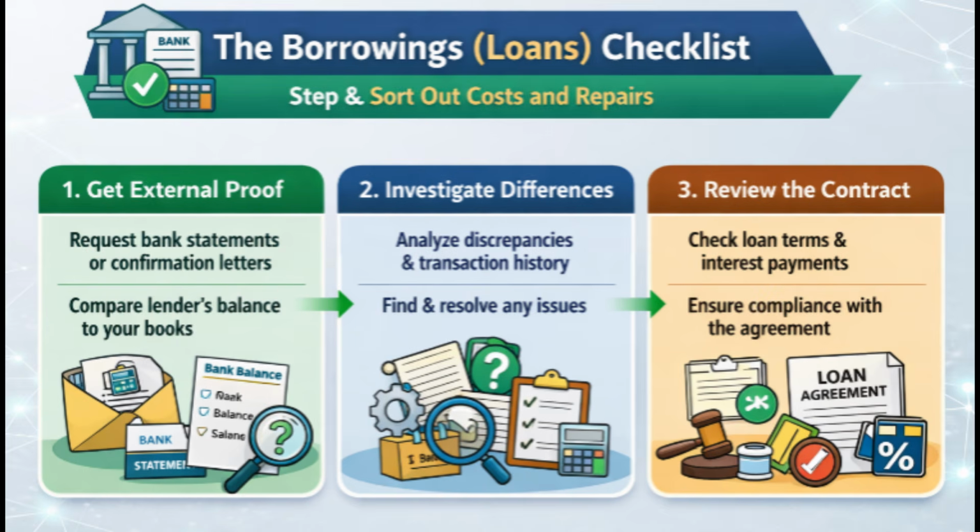The borrowings, loans, checklist. 1. Get external proof. Request a formal statement or confirmation letter directly from the bank or lender and compare their balance to what is written in your company's books. 2. Investigate differences. If the bank's numbers and your numbers do not match, dig into the details, look at the receipts, transaction history, and figure out exactly why they disagree.